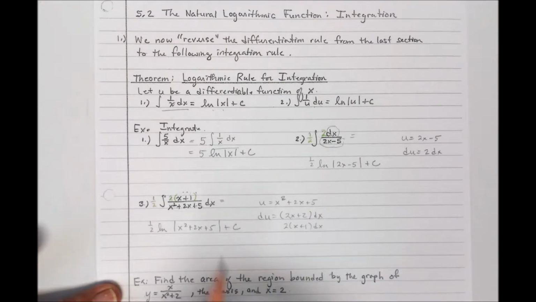Now, this is my u, this is my du. It's 1/2 the natural log of u plus c. Now, here's again an example where they might have something a little different in the back of the book.